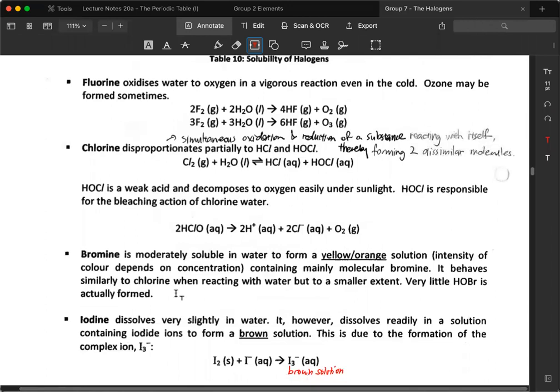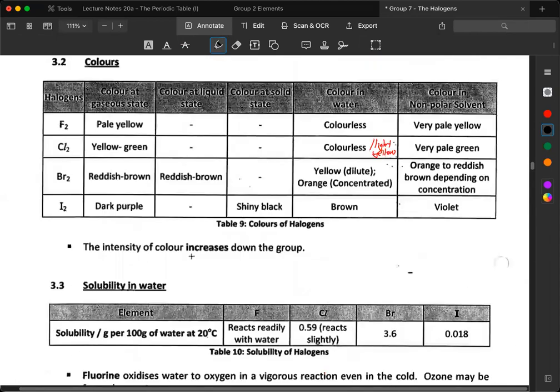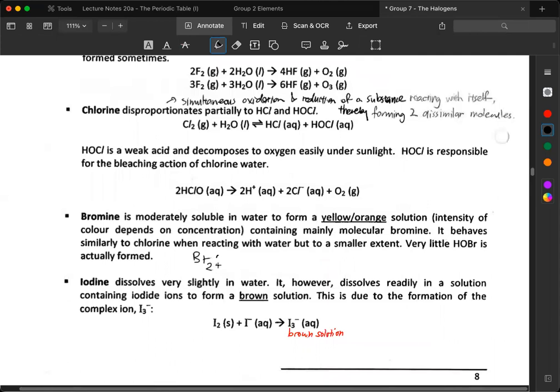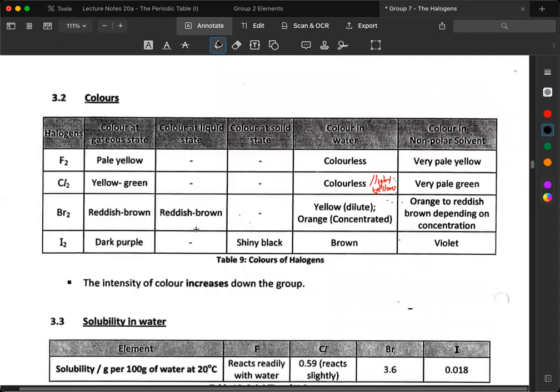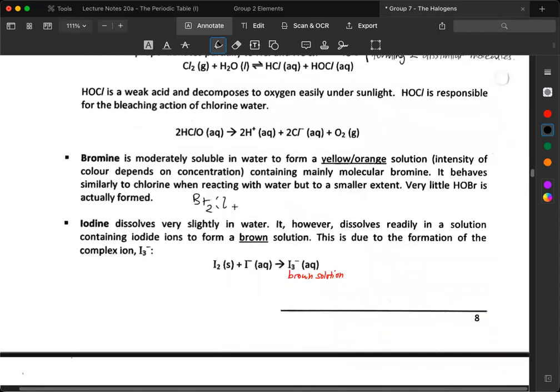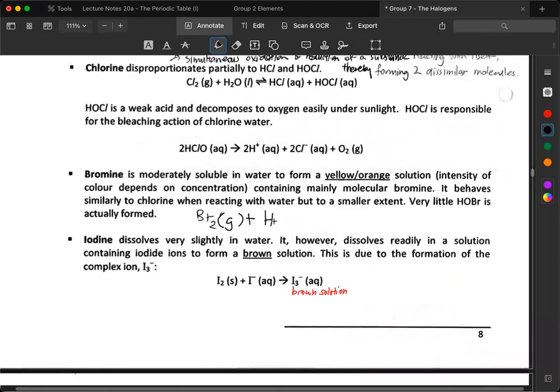It behaves similar to chlorine when in water, but to a smaller extent. Very little HOBr is actually formed. So you have the same thing with Br2. Br2 can be liquid or gas. It is a reversible reaction; it forms HBr plus HOBr.